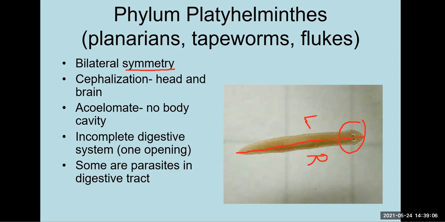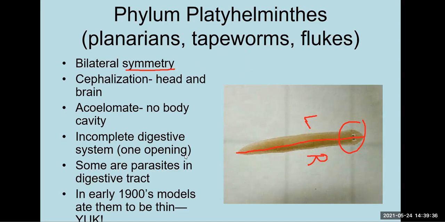Tapeworms, when you cut them into half, they will live again. And if you cut them more and more, more tapeworms will be living. So that's the characteristic of flatworms or tapeworms. They're very dangerous, some in the humans too. If you have these tapeworms, it's really dangerous, especially in the stomach. In the early 1900s, the models ate them to be thin.